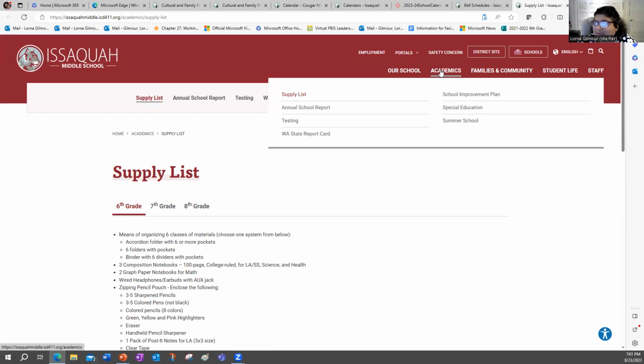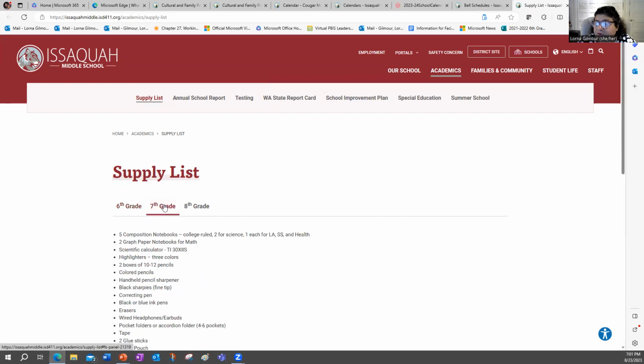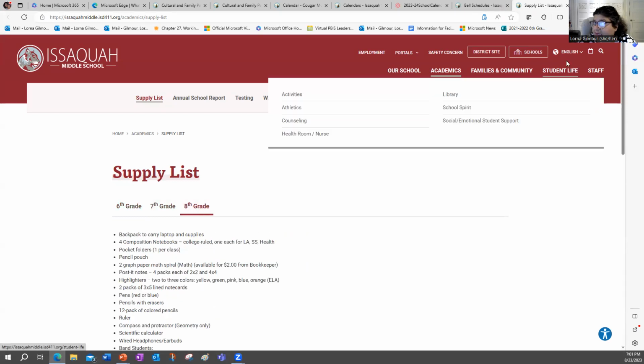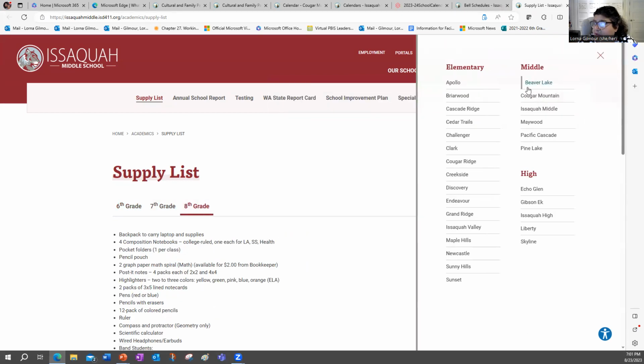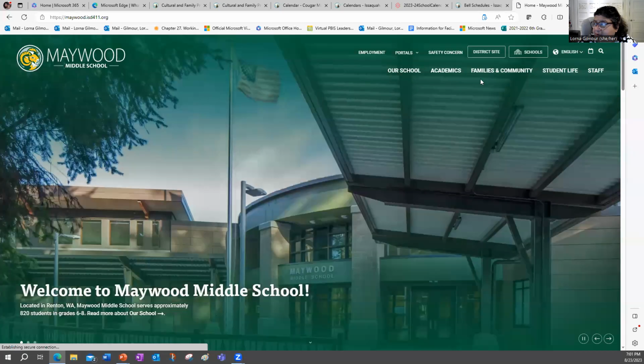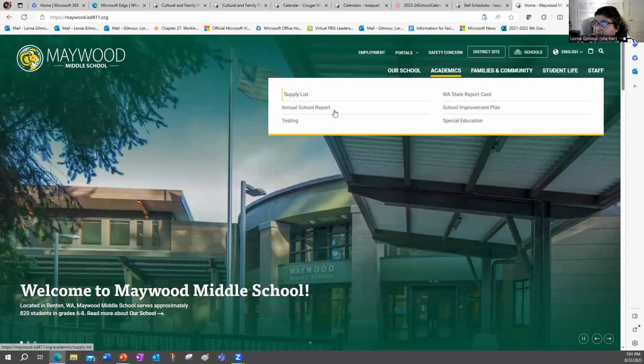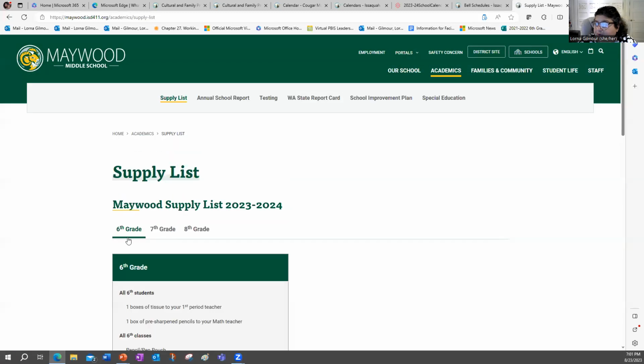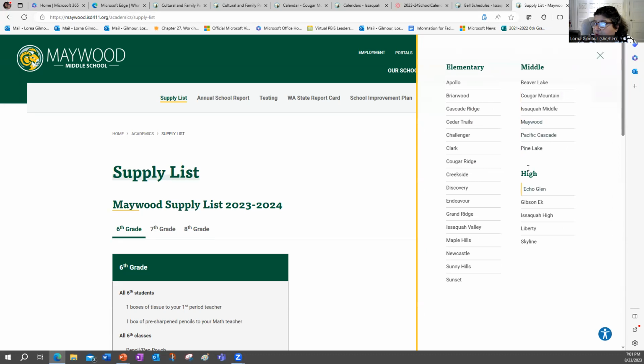that under the academics tab, there's a page called school supply, and that lists the school supplies for sixth, seventh, and eighth grade. Our schools are great at being consistent. All of our schools have the same tabs and the items in the same places. So again, you can go to academics, then to supply list, and then you will be able to find the sixth, seventh, and eighth grade. So this is available for all schools in our district.